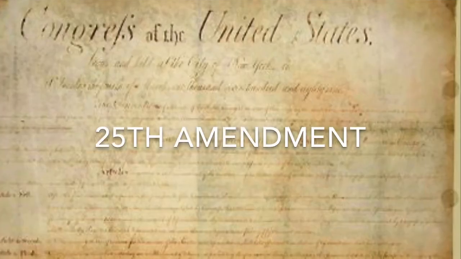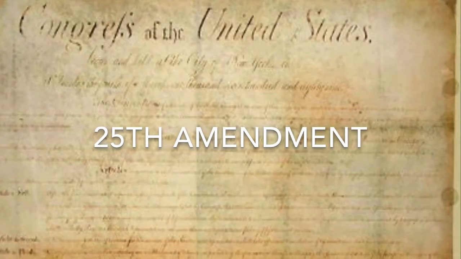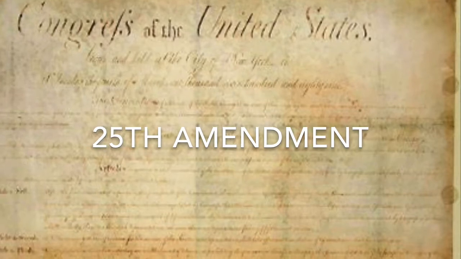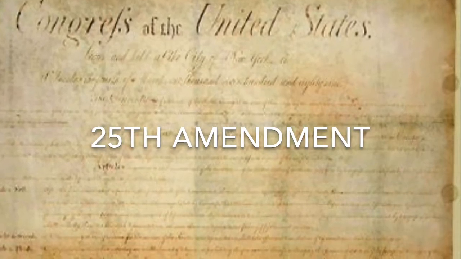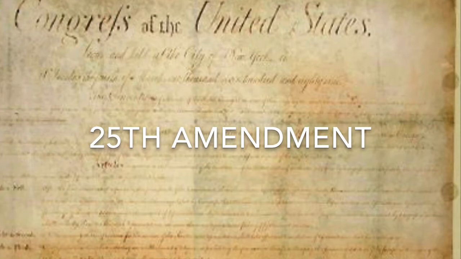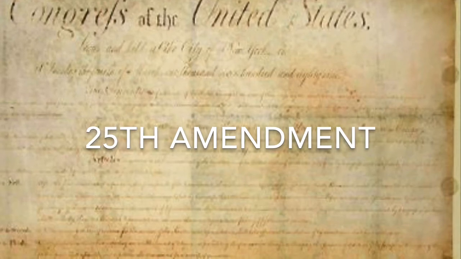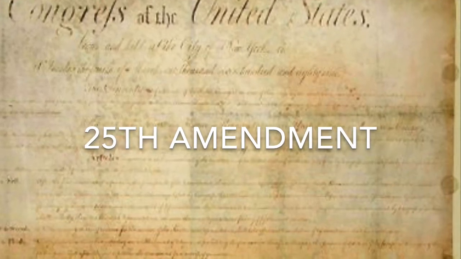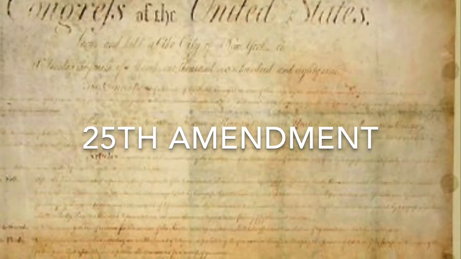The 25th Amendment states that in case of removal of a president from office or his death or resignation, the vice president shall become president. The 25th Amendment in the National Archives, the proposal specified the process by which a president could be declared unable to discharge the powers and duties of his office, thereby making the vice president an acting president.